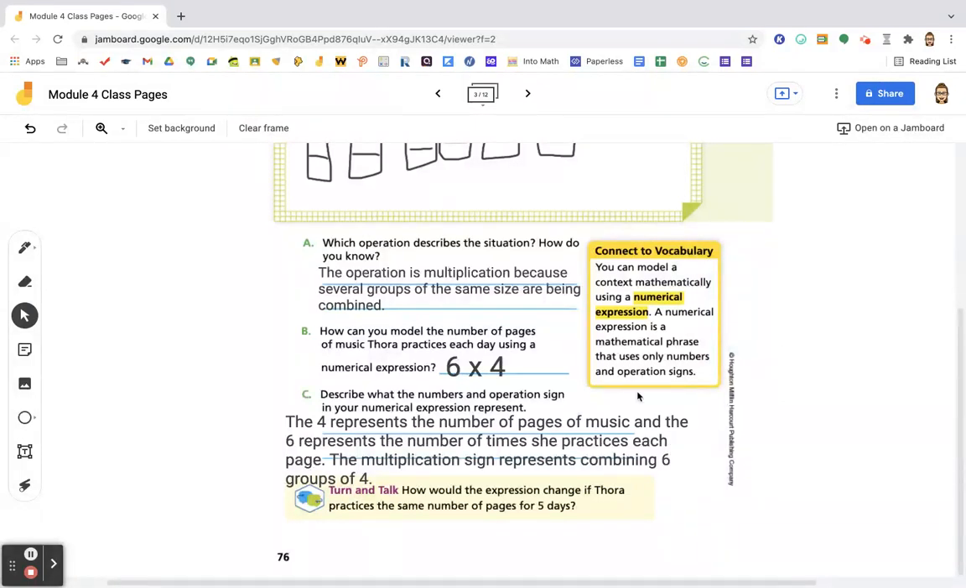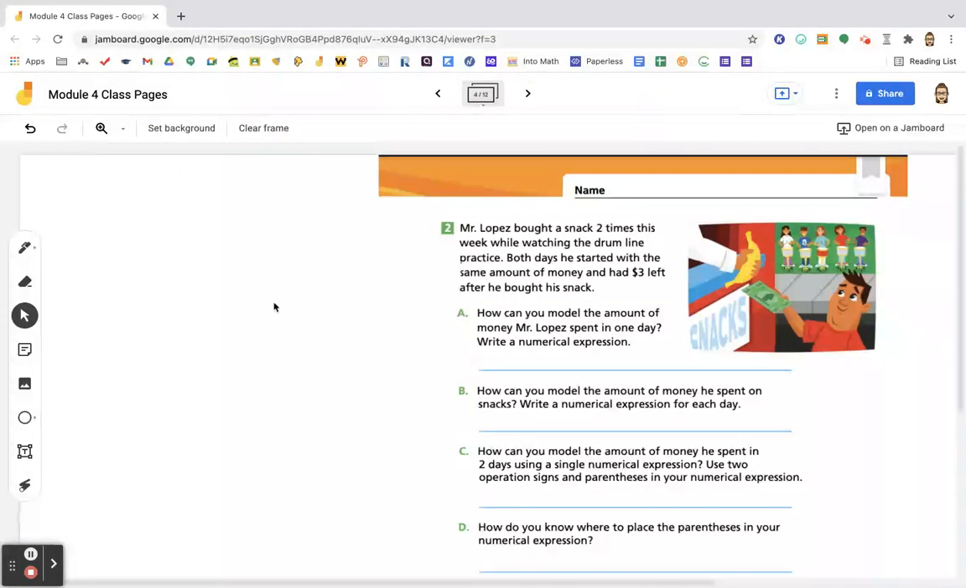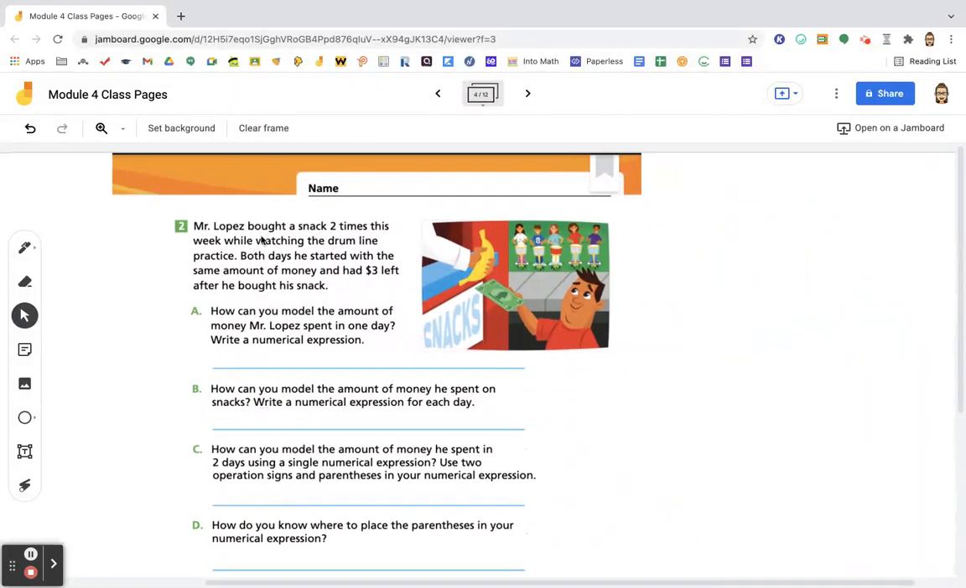And then we're going to move to the next page. Okay, so it says, Mr. Lopez bought a snack 2 times this week while watching the drumline practice. Both days he started with the same amount of money and had $3 left after he bought his snack. How can you model the amount of money Mr. Lopez spent in 1 day? Write a numerical expression. Well, we can see over here that he's handing the person $5 and he has $3 left over. So we would say that this is 5 minus 3.